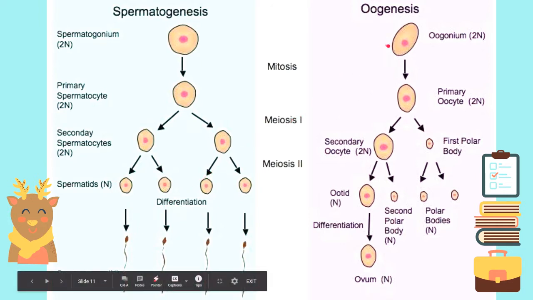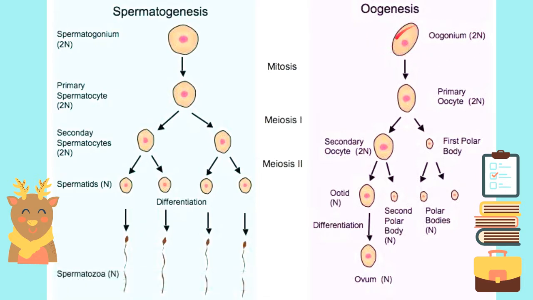While in oogenesis, these are the oogonium, precursor cells that are found in the ovaries of the female when she was still inside her mother's womb, which will undergo mitotic division. Then those primary or diploid primary oocytes will undergo the first cell division, and that cell division will give rise to one secondary oocyte and the first polar body. So this one will no longer grow into an ovum or an egg cell.